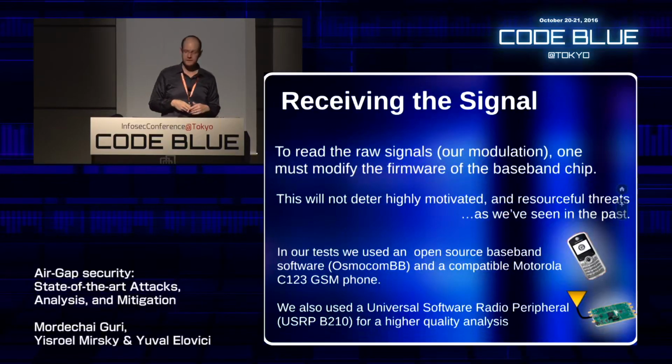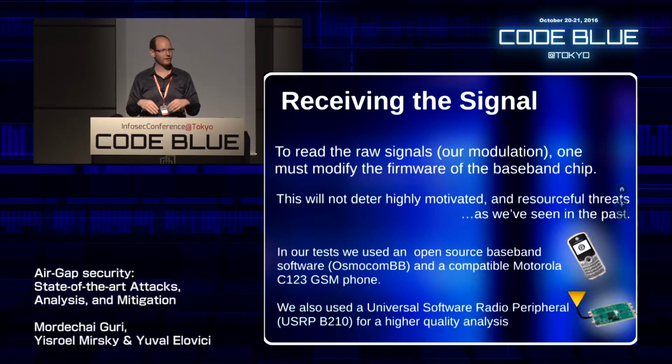So in order to receive the signal, first of all, if you want to receive it on a phone, you have to affect the software, or the firmware really, that's written on the baseband chip. Typically baseband firmwares are closed source and very difficult to manipulate, which is not going to deter advanced persistent threats as we've seen in the past.